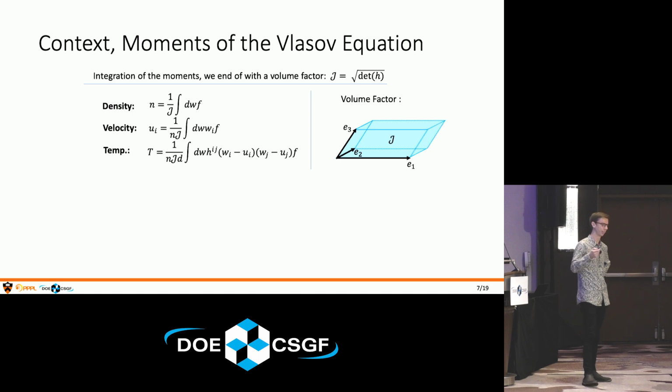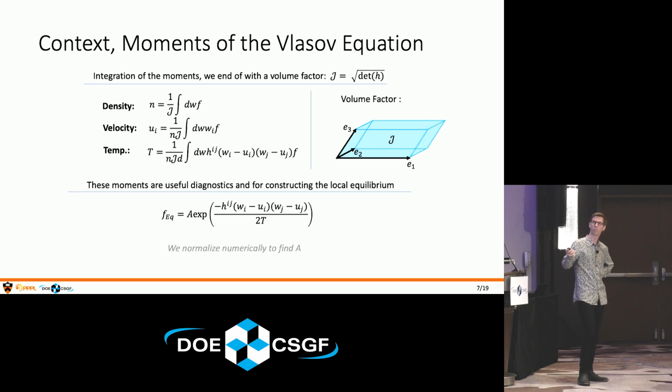Because we have these curved surfaces, we're going to end up with a volume factor, the script J, in front of our right-hand side, 1 over script J. That's determined by the volume element from the tangent vectors on our space. Now, this is just something you have to keep in mind. If you have a standard formulation like Cartesian configuration space, this will be 1. Here, it's not. But once we have this information, we can build a local equilibrium.